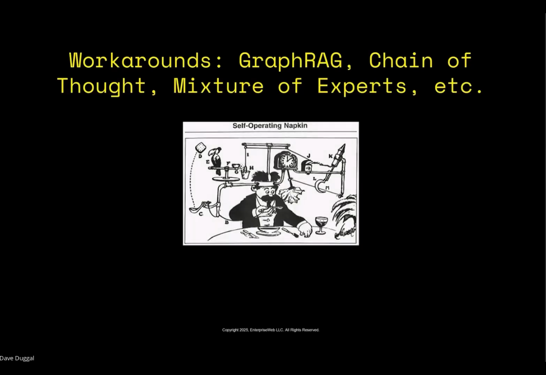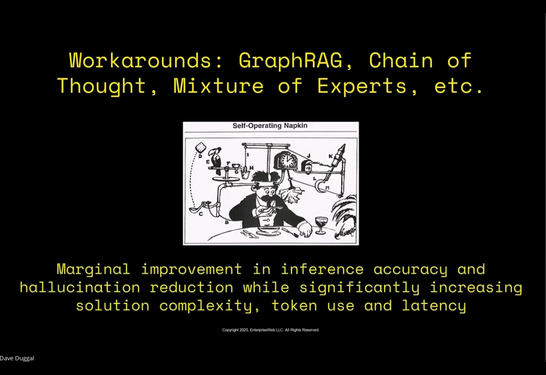So we need to bridge this gap. If we look at the workarounds, graph RAG, chain of thought, mixture of experts, it's all more tokens, more agents, more models, more money, more GPUs, right? It seems to be a bit of a game, or circular logic: to get better results, you need to spend more money. And that's the algorithm for any kind of brute force solution. So with these techniques, you only get marginal improvement in inference accuracy and hallucination reduction, while you're significantly increasing solution complexity, token use, and latency.